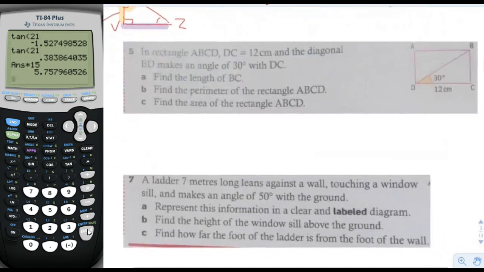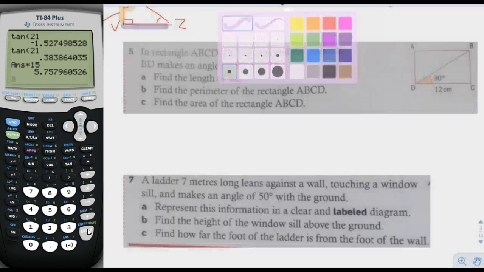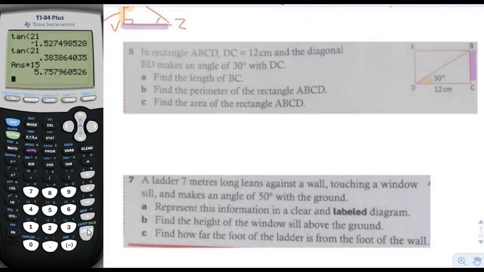Number 5. In rectangle ABCD, DC equals 12 centimeters, and the diagonal BD makes an angle of 30 degrees with DC. How nice, they made a drawing for us. Find the length of BC. So we want to find the length of BC. We don't know it, so I'm going to put the purple for unknown. Find the perimeter of the rectangle ABCD and find the area of the rectangle ABCD.